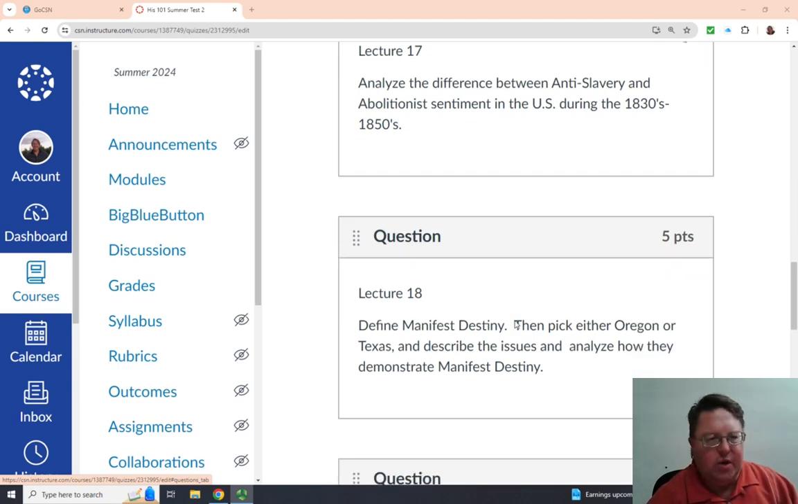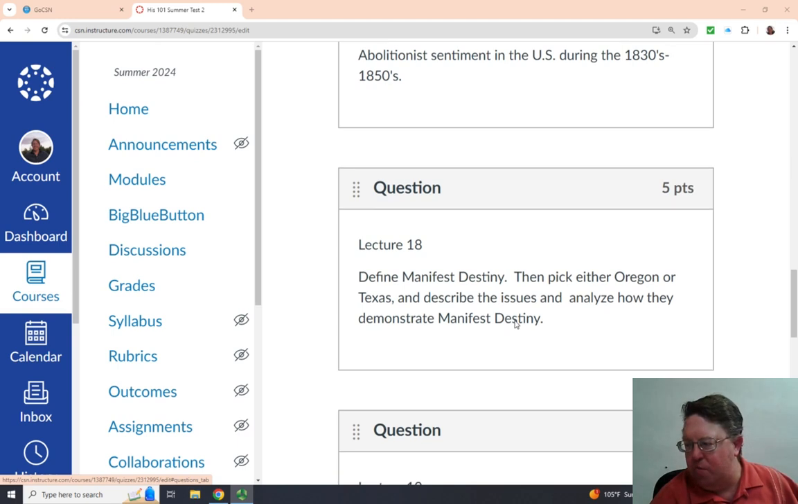From the American West, you want to define manifest destiny and talk about it. And then in the lecture, I gave you Oregon or Texas. So you talk about either one. If you want to mention the Mexican-American War, you can. So define the term and then talk about how Texas or Oregon and the Mexican-American War show manifest destiny. How do they show Americans achieving their manifest destiny?